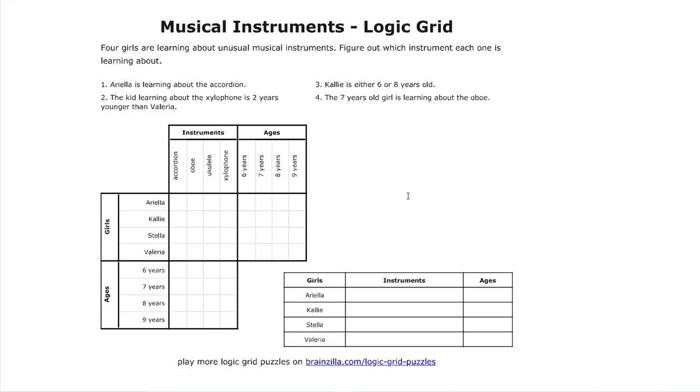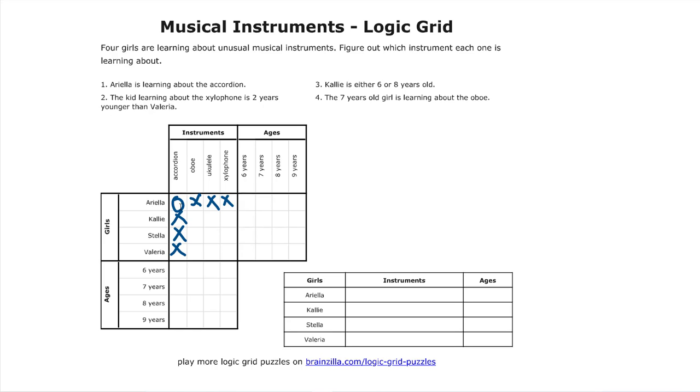So moving on to the actual logic puzzle here, the very first thing is Ariella is learning about the accordion. That's pretty straightforward, right? We now know that Ariella is learning about the accordion. What I suggest doing is coming down here, and now we know that Ariella is learning about the accordion. So I would put a circle there, okay? Just a circle that says, yes, this is something we know to be true. And because we know that to be true, then she can't play the oboe, she can't play the ukulele, she can't play the xylophone, nor can any of the other girls play the accordion.